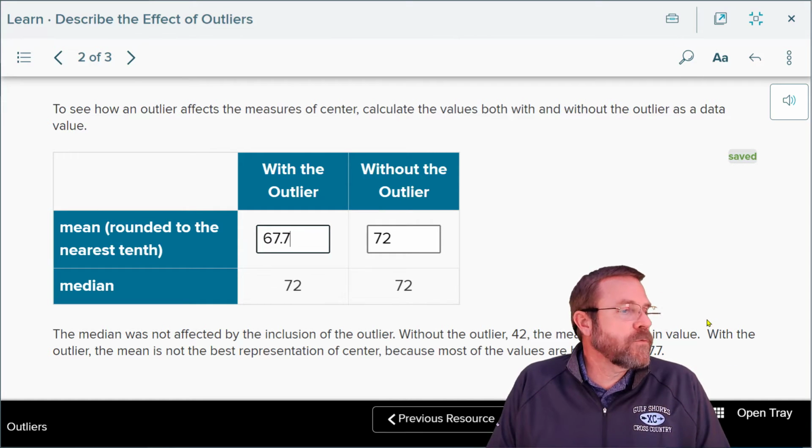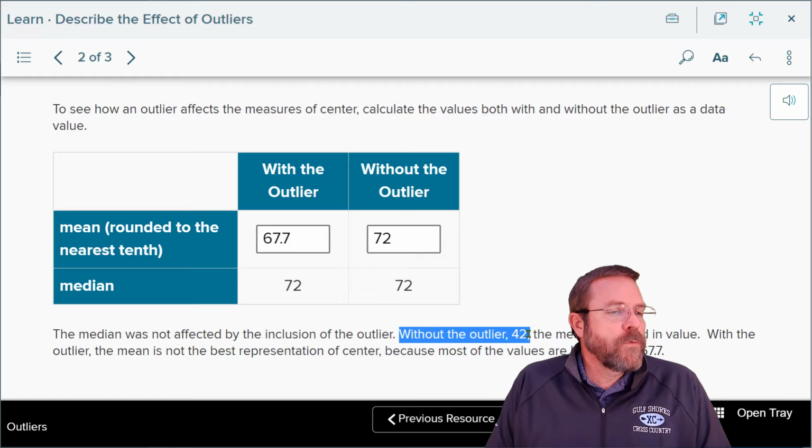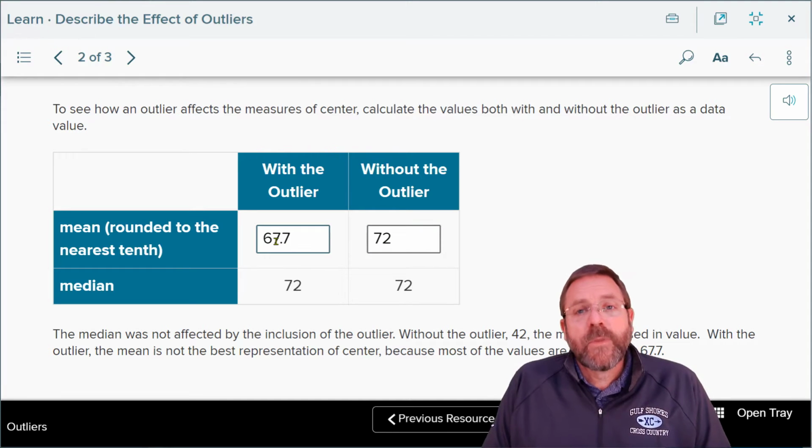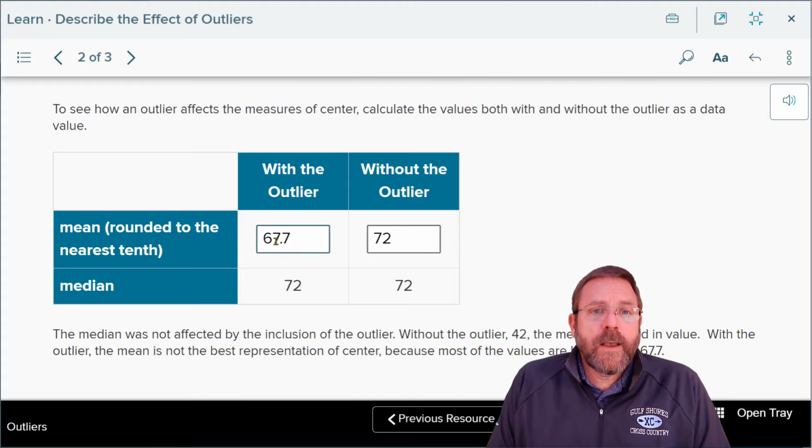Let's see if they give us credit for that. They're not even allowing me to scroll or change things. Oh, yeah, they say it right here: with the outlier 42, the mean increased in value. Okay, without it, we went from 72 degrees to 67.7 degrees. So you can see that when we put the outlier in, it really made a significant change in the average.